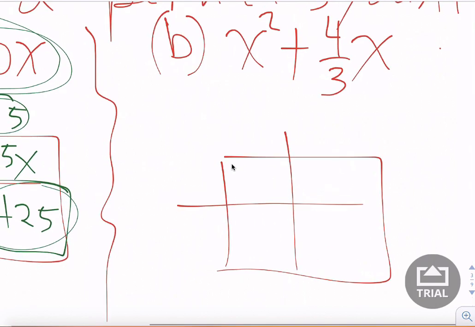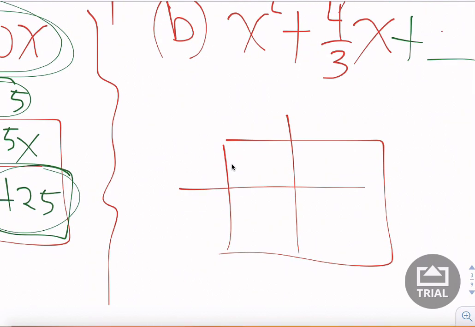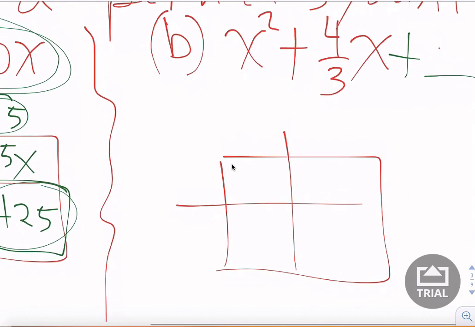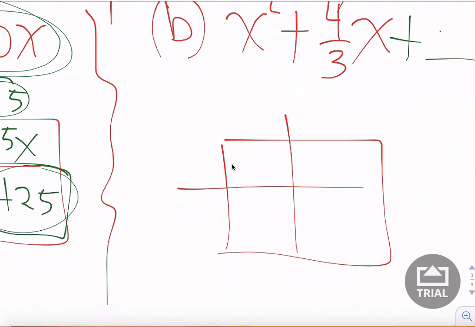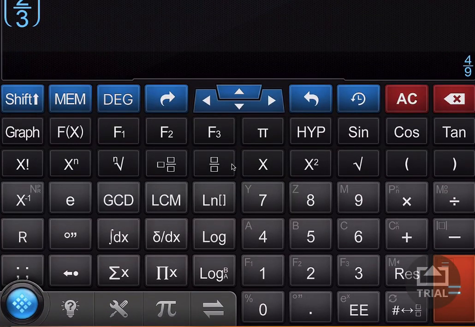Let's look at this one. I should probably have a blank there. And we kind of just did this one. But now if I have x squared plus 4/3 x, I need to complete the square. Okay, so the first thing I'm going to do is I know that's going to be x squared. I have to get half of 4/3. Well, how do I do that? Let's see with our calculator. I'm going to divide by 2.